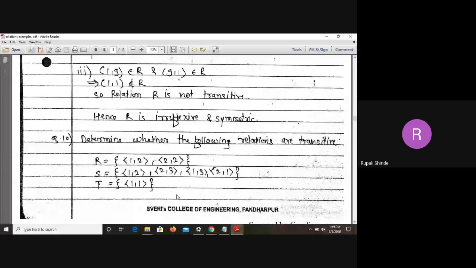Okay. And the last one is 1, 1. It is including just one ordered pair, 1, 1. So whether this one is transitive. Yes, because here only one ordered pair is present. That's why it is not required to compare with a second ordered pair and then check whether the third element is present or not. Okay, that's why this is a transitive relation.